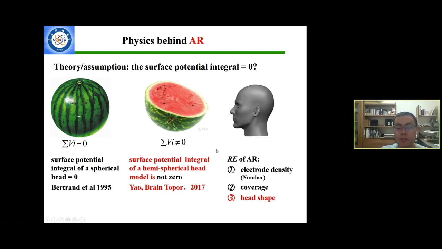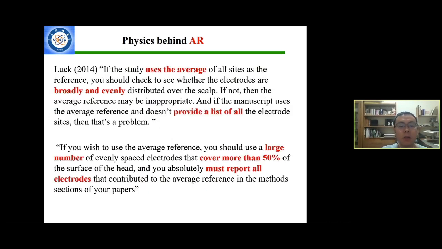And for average reference, we know that the relative errors of average reference are affected by the electrode density, that is the number of channels, the coverage, and also the head shape. In this paper, the authors say that if studies use the average of all sites as the reference, you should check to see whether the electrodes are broadly and evenly distributed over the scalp. If not, then the average reference may be inappropriate. And if the manuscript uses the average reference and doesn't provide a list of all the electrode sites, then that's a problem.